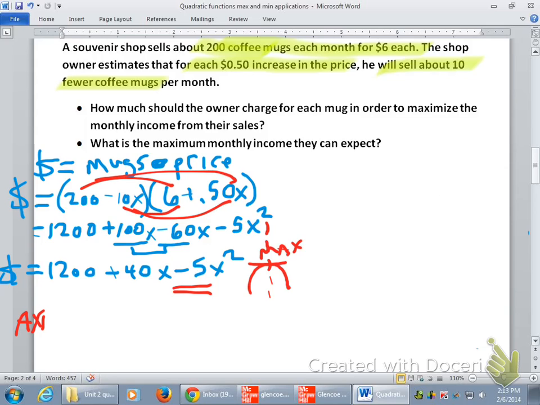For the axis is negative b over 2a. So fill in the blanks for me. Negative b, what's my b? 40, so it's negative 40 over 2 times negative 5, because it is out of order, right? And that is negative 10. Negative 40 divided by negative 10 is positive 4.